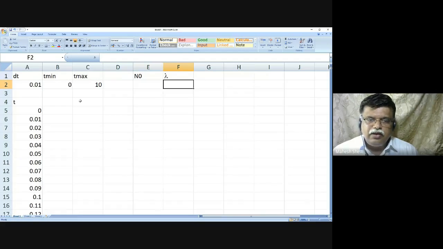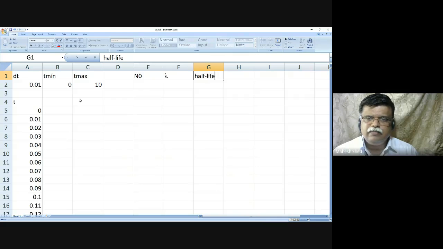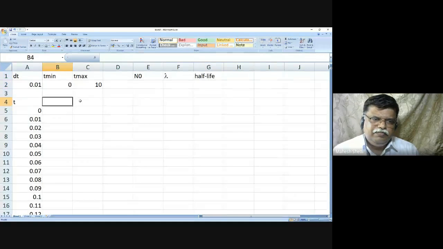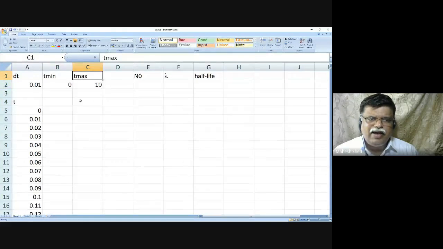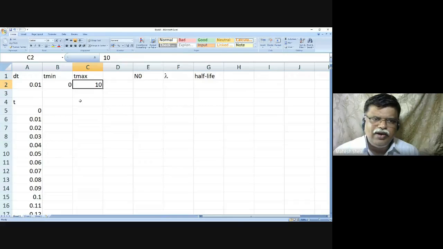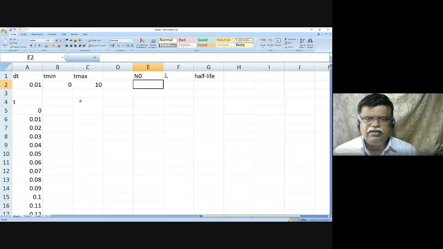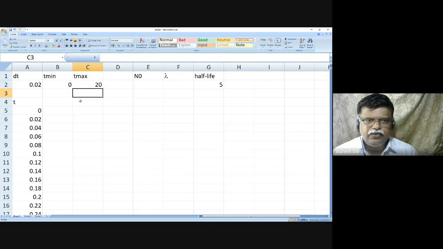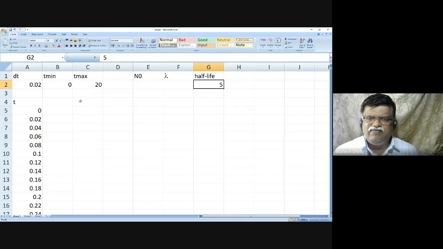Fine. Now let us take any case. Lambda depends on half life. So suppose you are interested in half life first. This time interval, t max and t min, could be in any unit. Let us suppose half life is say 5, and I go up to say 20. I just decided half life is 5 units.